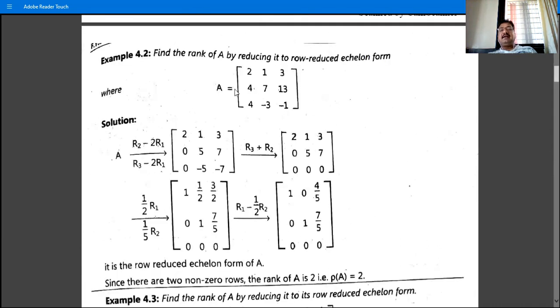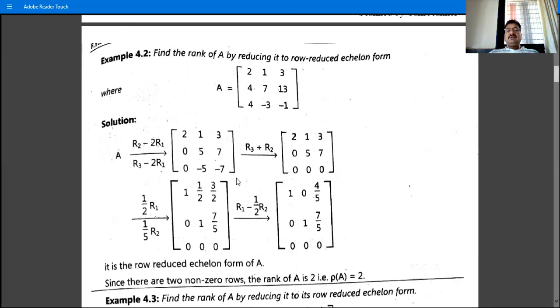So similarly, find the rank of A by reducing to row reduced echelon form. So we have to reduce this matrix to reduced row echelon form. So we have to reduce this element 2 to first one, or first reduce this 4 and 4 to 0. So R2 minus 2 R1, R3 minus 2 R1, we have 0 at this place. Then R3 plus R2, because we have to reduce this element to 0 now.